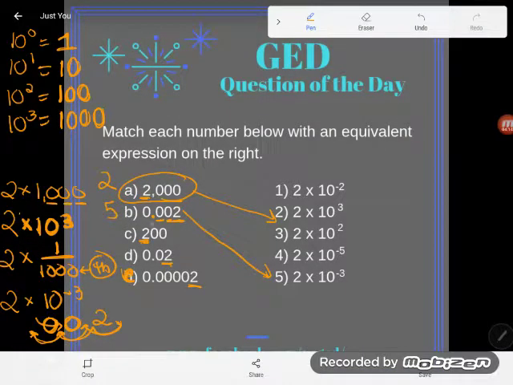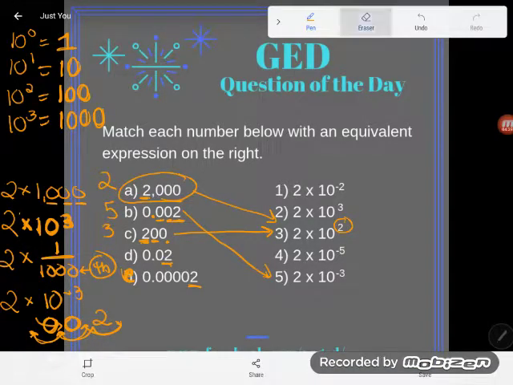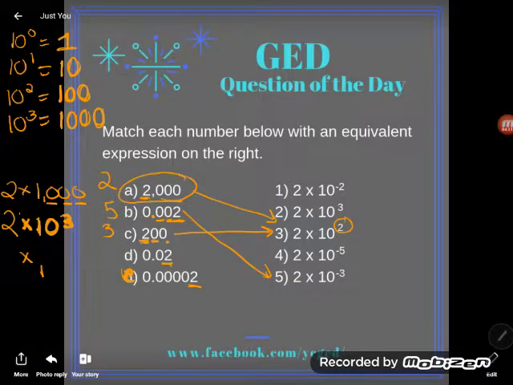Okay, so now let's look at 200. That one's easier because it's a whole number. We're going to see those positive exponents. 2 zeros, easy. 2 times 10 to the second power. C matches with 3.